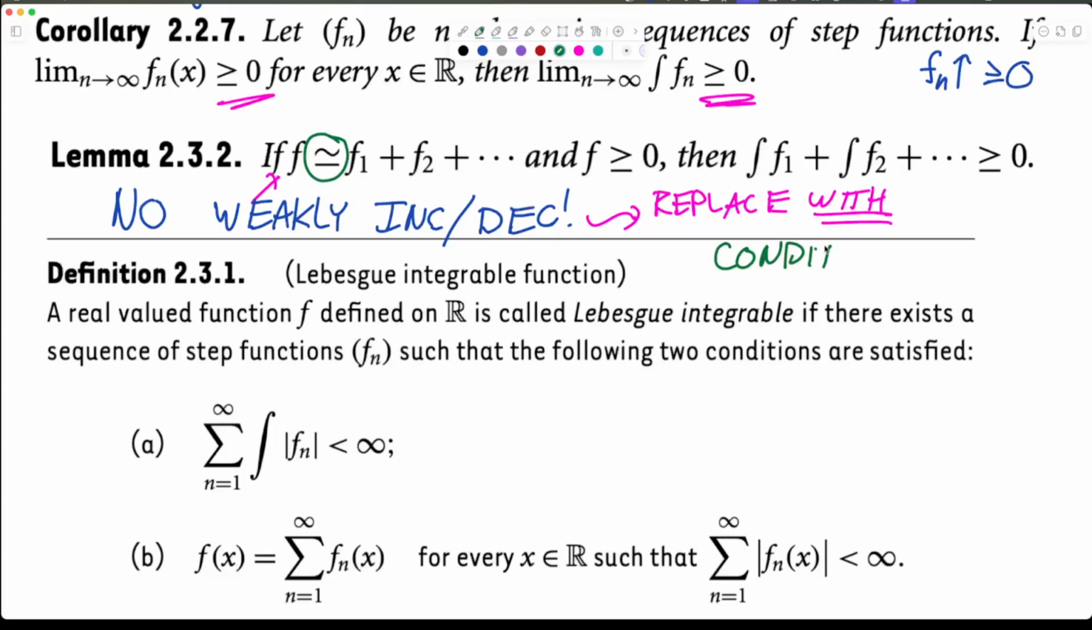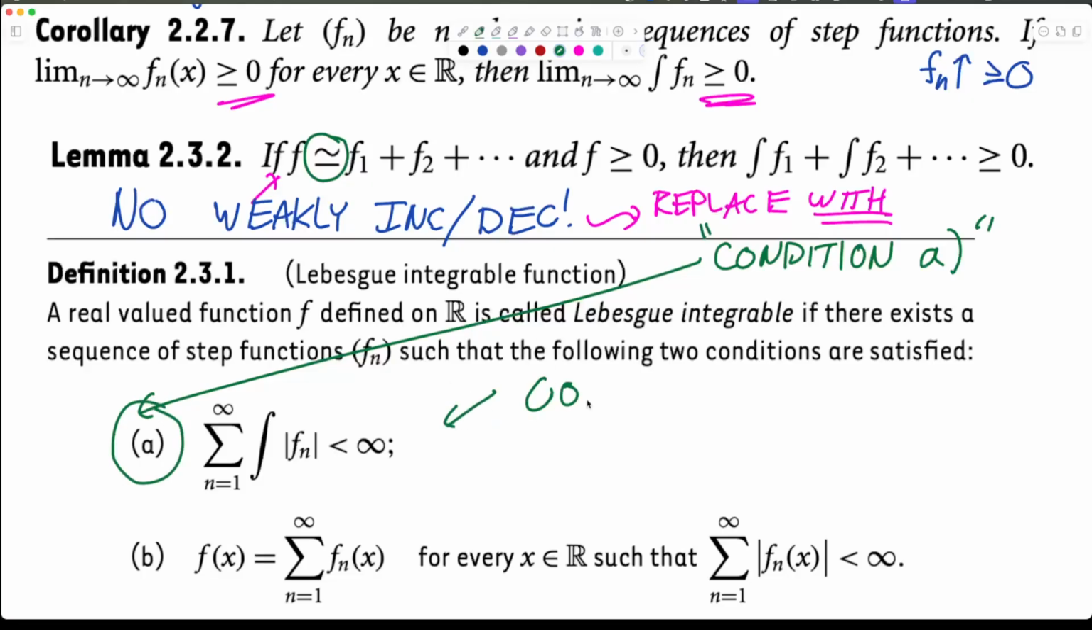All right, condition A, which is this guy. And this thing controls how bad the effects can be. So the weakly increasing, decreasing was one type of control. This is another type of control. And you're going to see that the way we use this is we directly convert from the fn's into some kind of weakly increasing, decreasing sequence using the absolute values. Okay, that's the plan. Next up, we're going to jump in and just prove the proof.